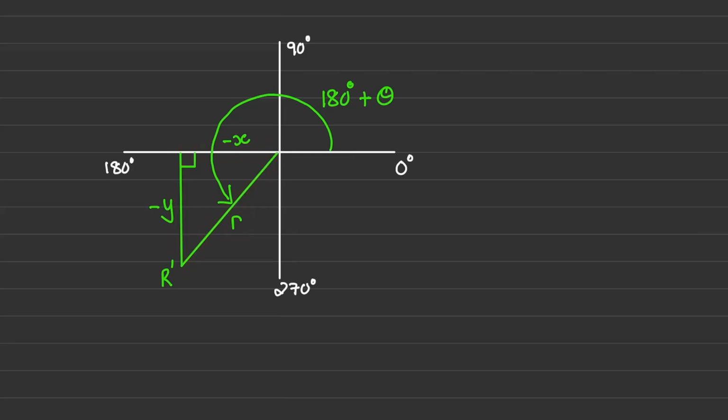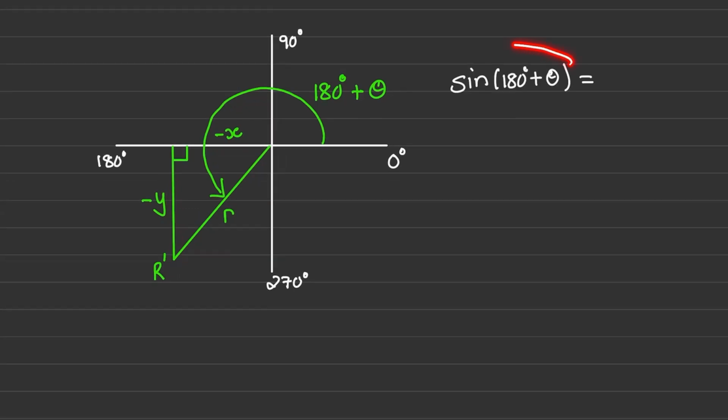triangle, then we can see that the x value of this coordinate would be a negative x value because we are on the left-hand side of the y-axis where x is always negative. We also see that the y value of this coordinate would be negative because we are below the x-axis.